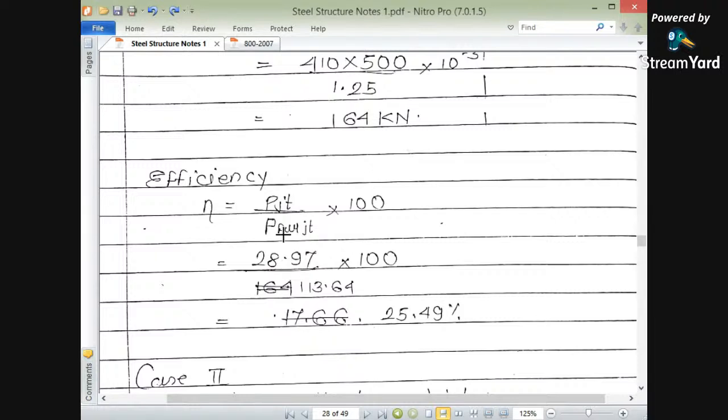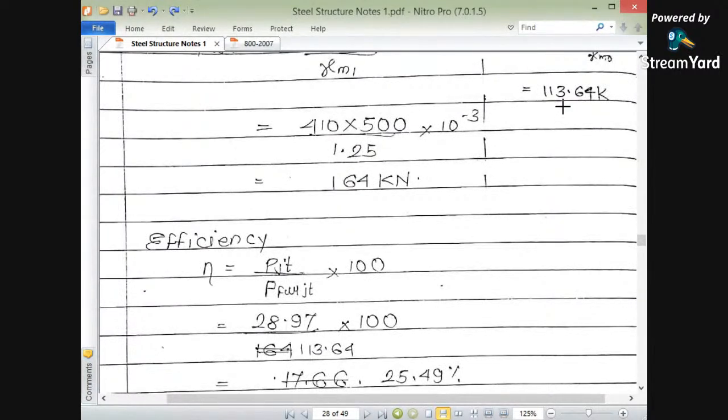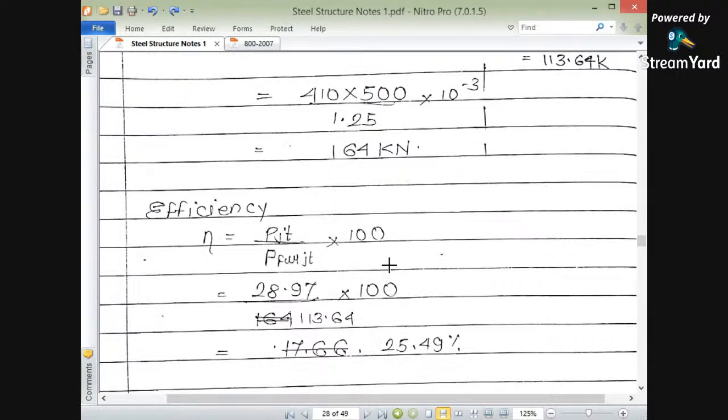What is the value of the strength of full plate? It has been calculated as 113.64. So we have taken this 113.64 multiplied by 100. Why? Because we are converting this into percentage, so it comes to be 25.49. In this way, we can also find out the efficiency of plates.